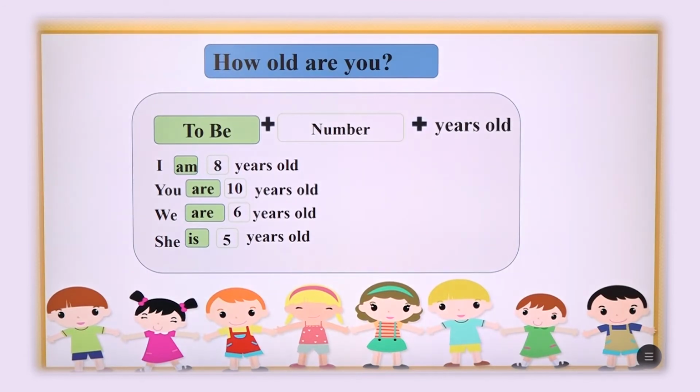If you want to know the age of someone, you ask, how old are you? When you respond to this question in English, you use to be plus a number plus years old. The years old part is optional.